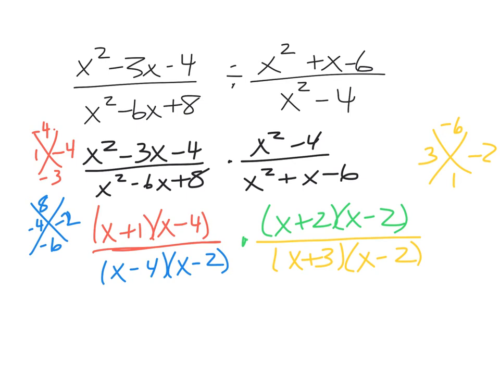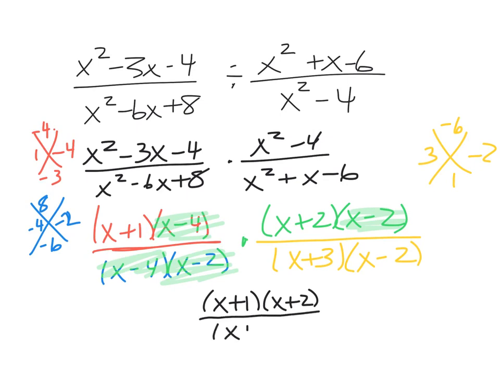Factoring, factoring, factoring. Super important this unit. All right. Do I have an x plus 1 in the top and bottom? Nope. How about x minus 4? Yep. How about an x plus 2? Nope. How about an x minus 2? Yes. Okay, so once again, we have some more left over. That's okay. You do not need to multiply this out. So x plus 1 times x plus 2 all over x plus 3 and x minus 2.